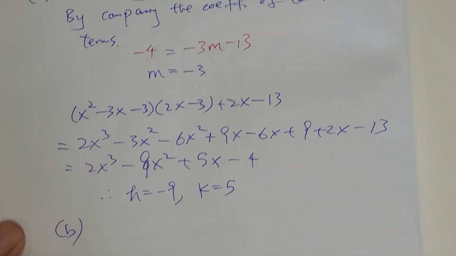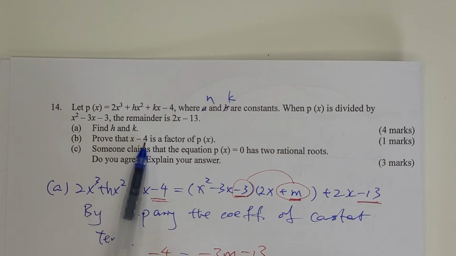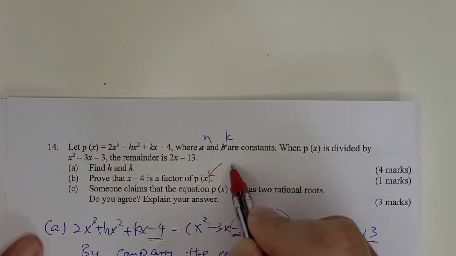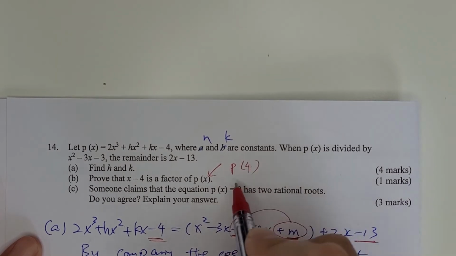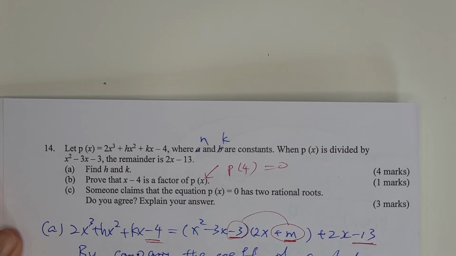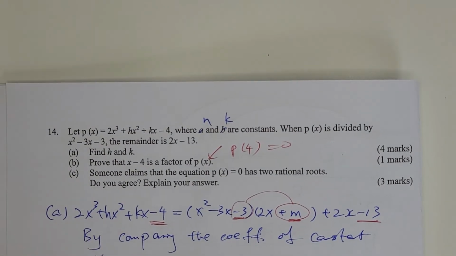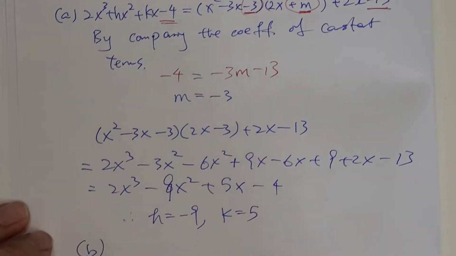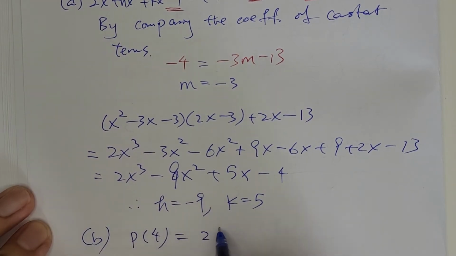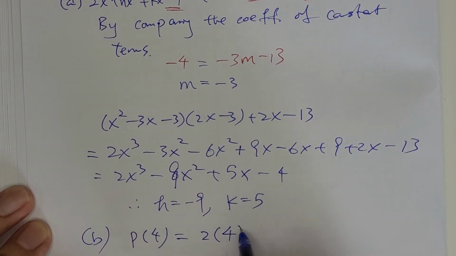And part B, prove that x minus 4 is a factor of P(x). You just need to substitute x equals 4 in the function P. If you get 0, then that means x minus 4 is a factor of P(x). So P(4), that means all x change to 4.